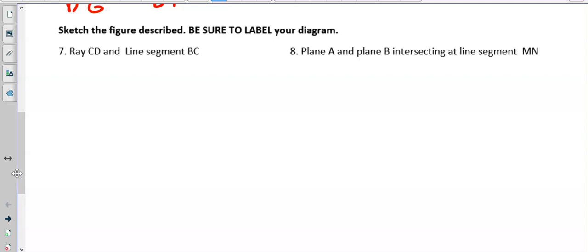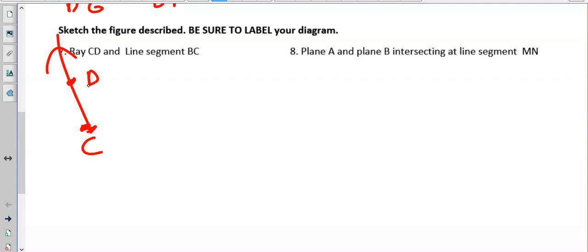So ray CD, immediately I'm just going to draw a ray. It doesn't matter which way you go. You could go that way, you could go this way. It doesn't matter. I'll go with the first one. So label it though. If I start ray C, this has to be C. And I just put a dot here and mark it D.